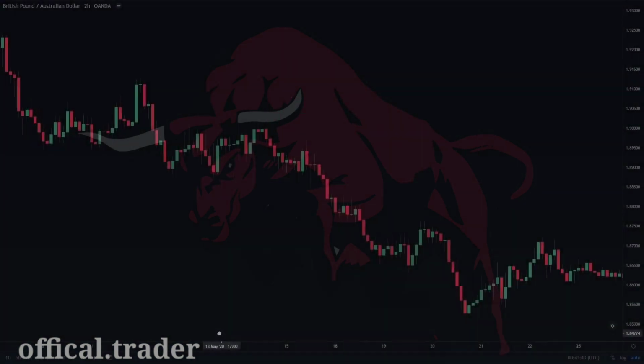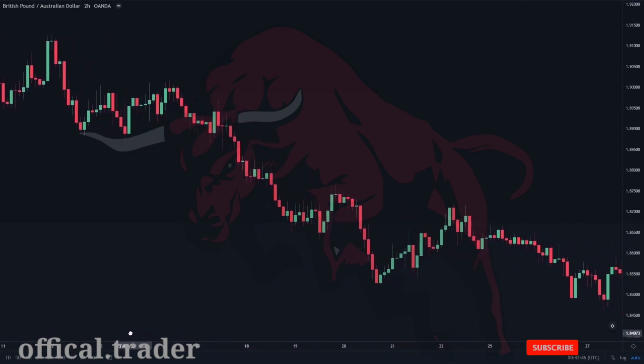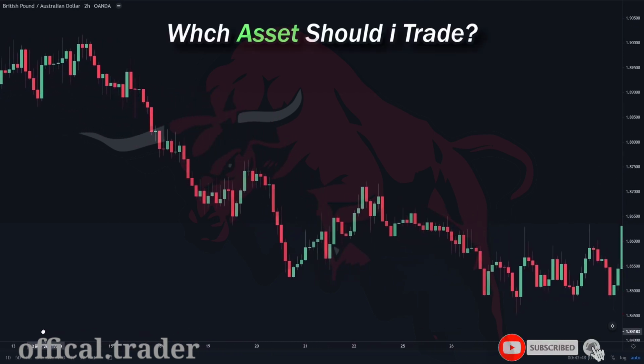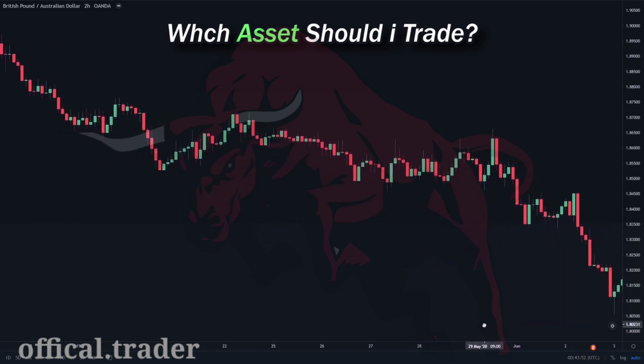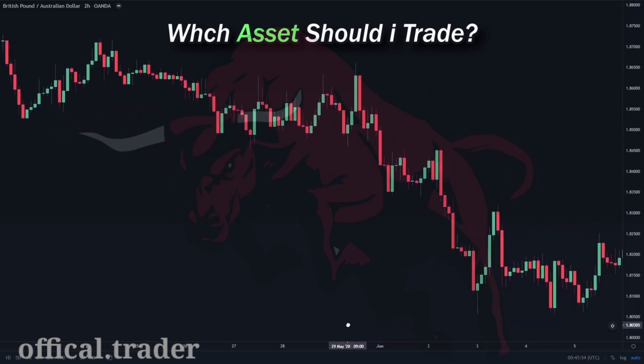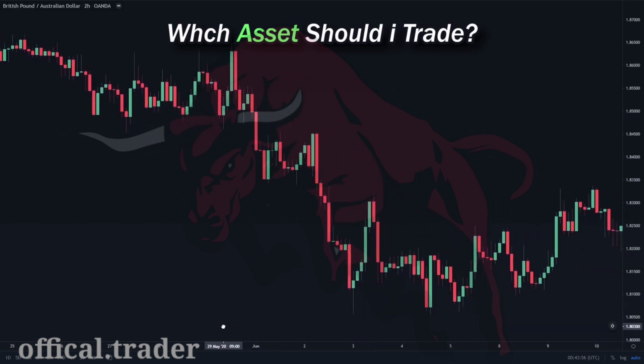Another question that people tend to ask is, which asset should I trade this strategy with? Well, if you think about it, a breakout strategy will work very well with an asset that likes to make sudden huge movement. An example of that would be cryptocurrency.